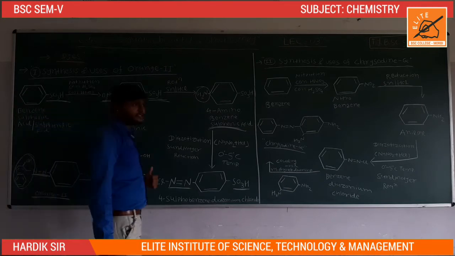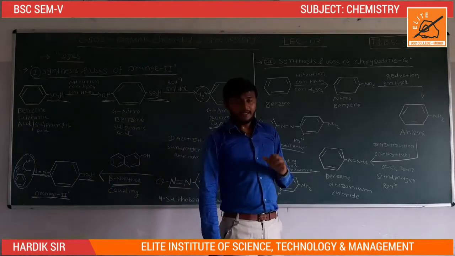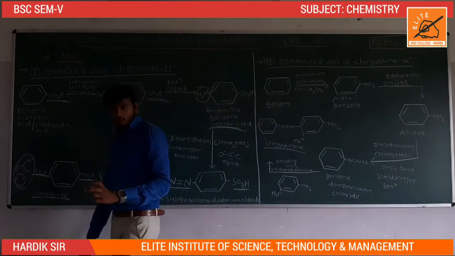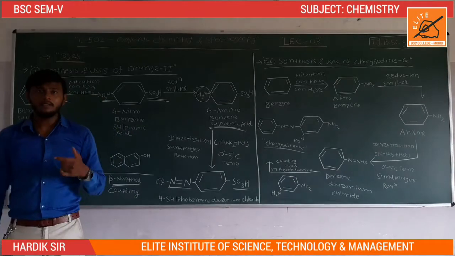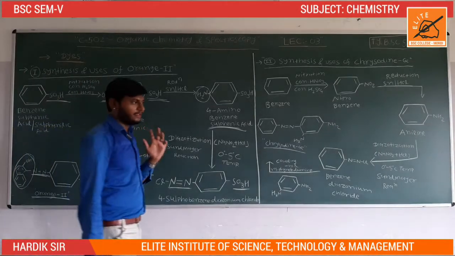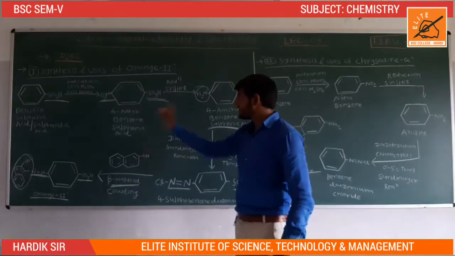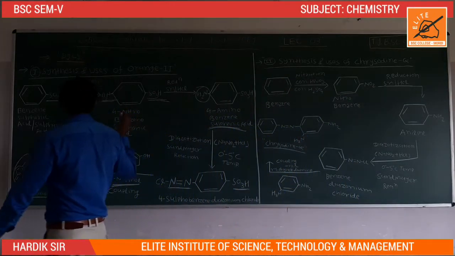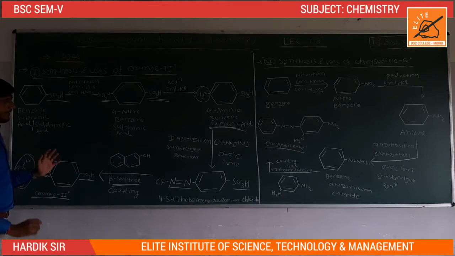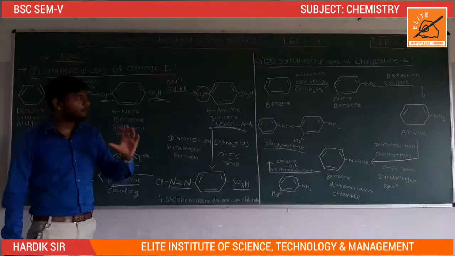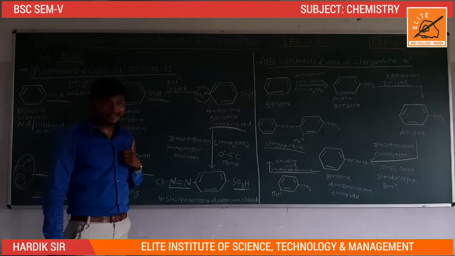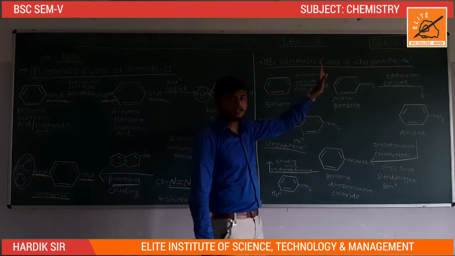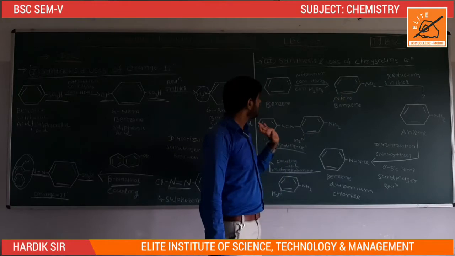Now uses of orange 2: it is used for dyeing wool, silk, cotton, leather and paper. This is the uses of orange 2 dye and this is the procedure and synthesis of orange 2. Now we have learned about our second dye, chrysodine G, synthesis and uses of chrysodine G.